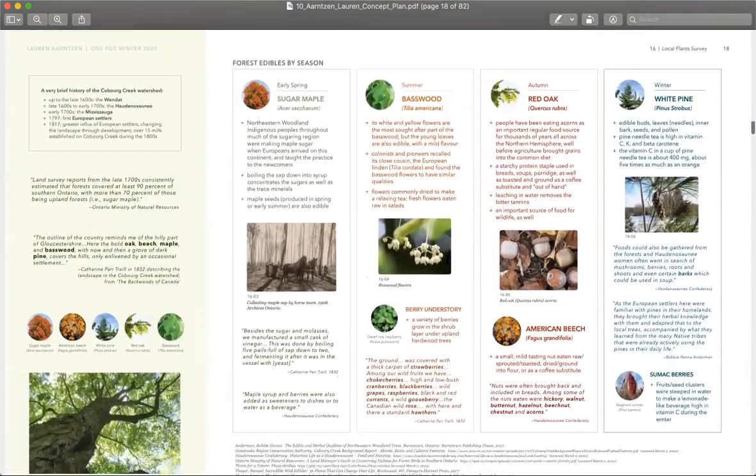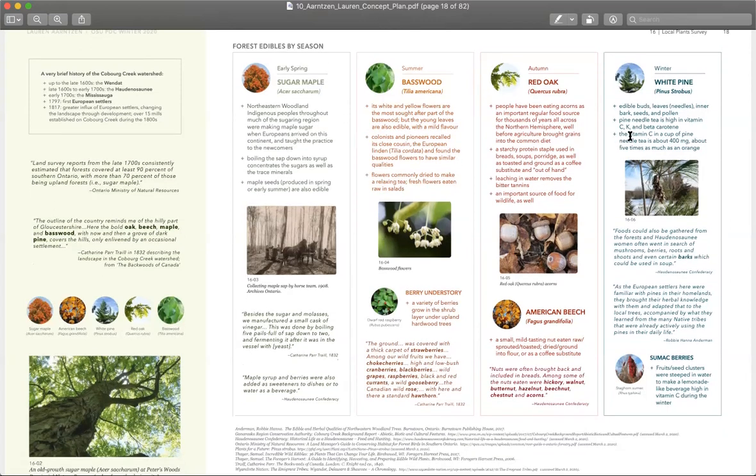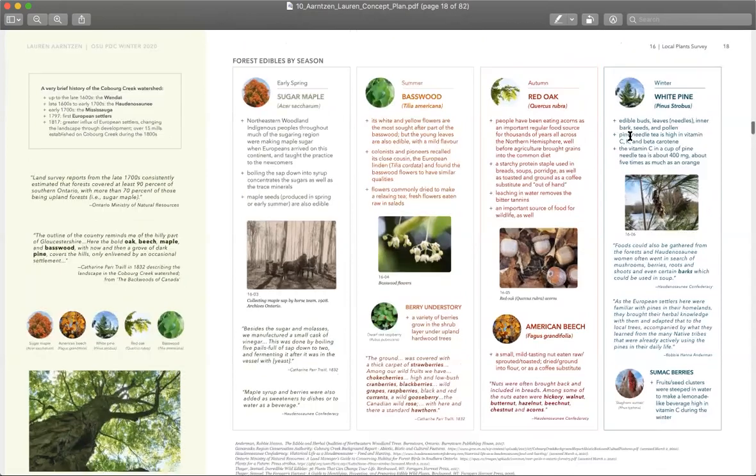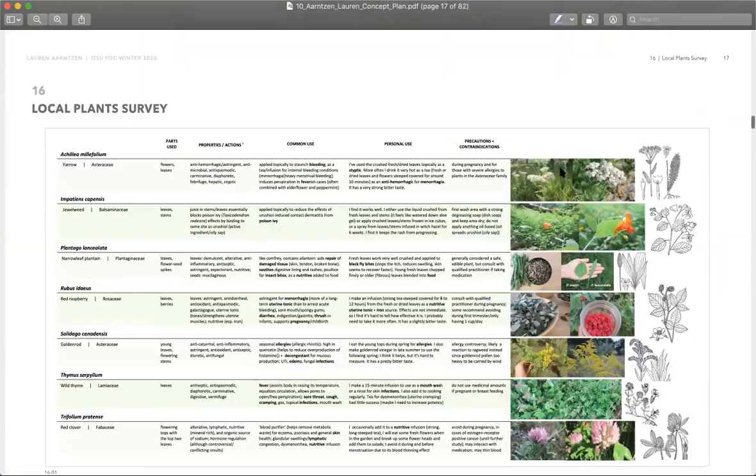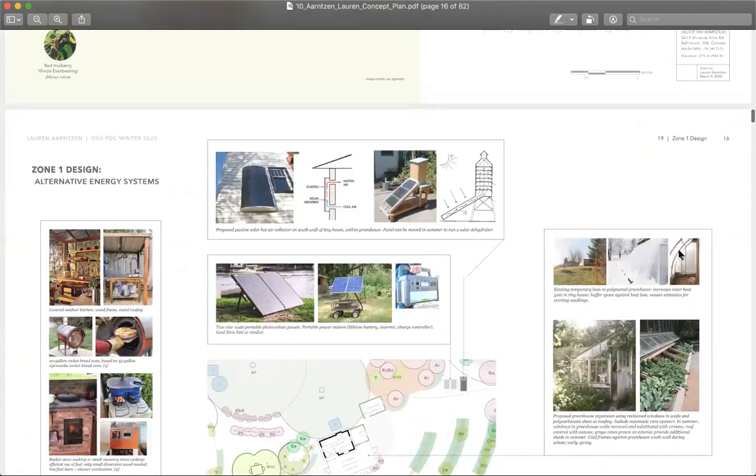And then forced edibles by season, which I loved. This was probably one of my favorite local plant surveys I've ever seen, because she said, here's what we can eat in the forced edibles by season. If you want to do that, please do. I think it's a great value to you and your site. And then she gave us a little plant survey working with that same structure.